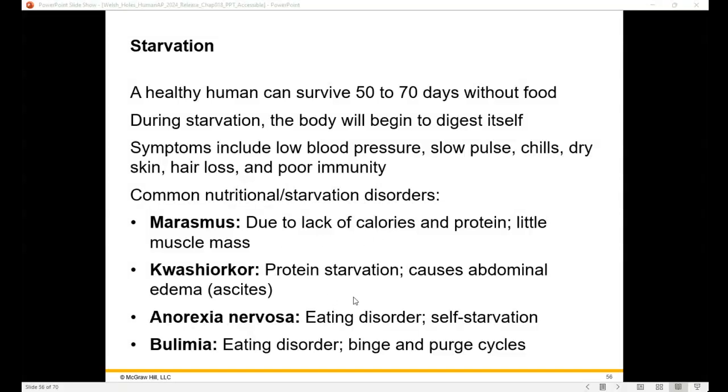Kwashiorkor. This is protein starvation. It causes abdominal edema or ascites. Anorexia nervosa. This is an eating disorder or self-starvation. And bulimia. This is an eating disorder where the person binges and purges.